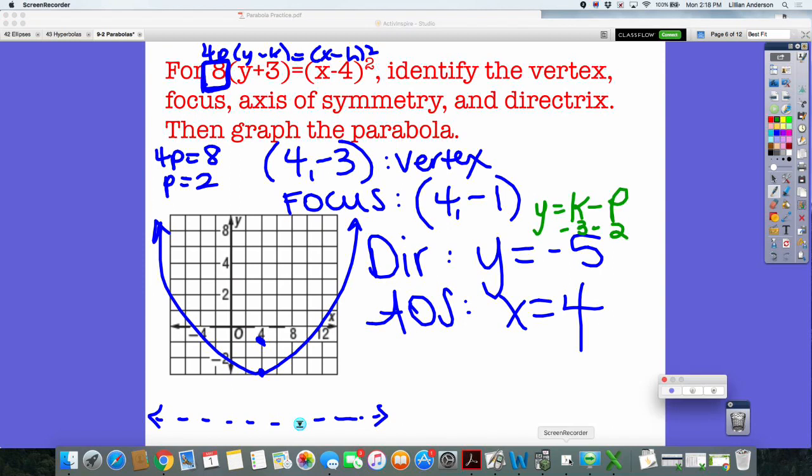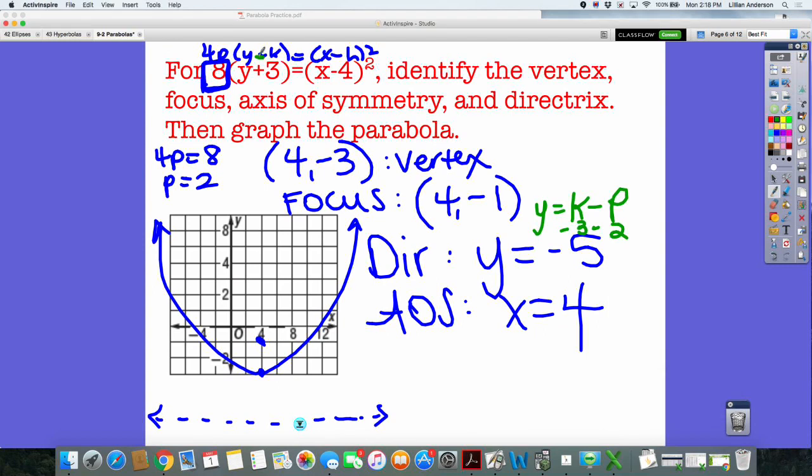Because it's opposite. Right here in the formula, it's y minus k. So in order for it to be positive, we had to plug in a -3 to make that a +3 in the formula. So the vertex is always the opposite in that formula, okay?